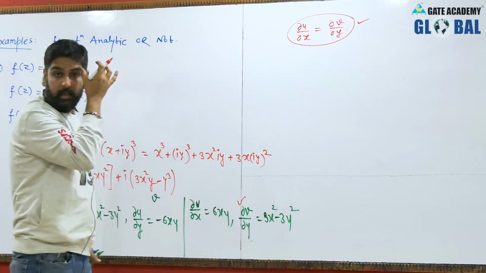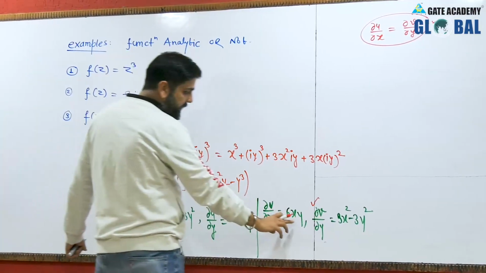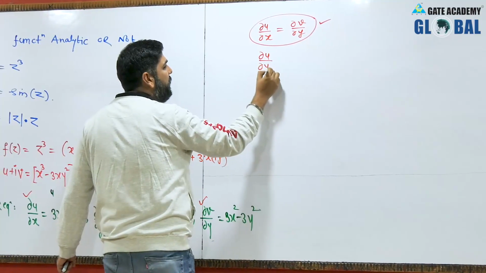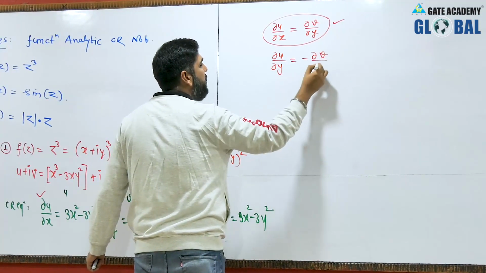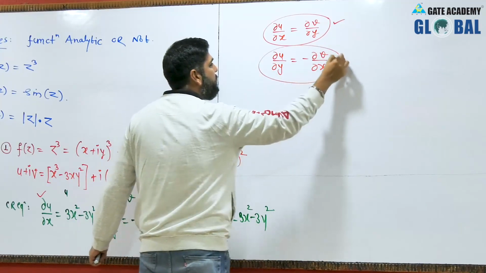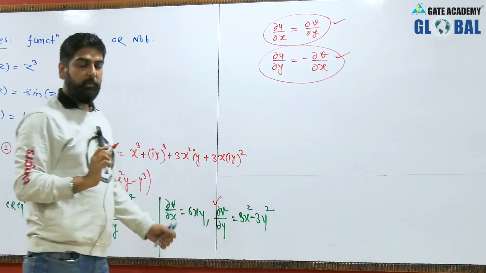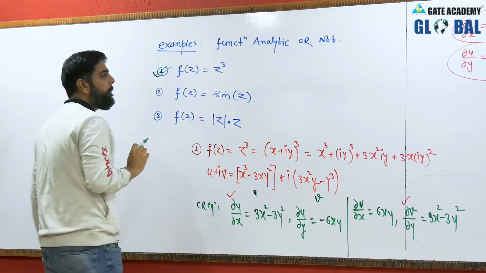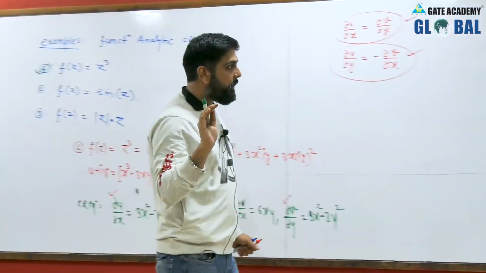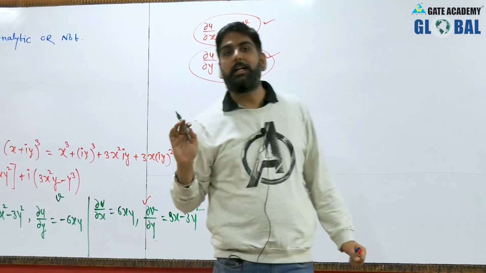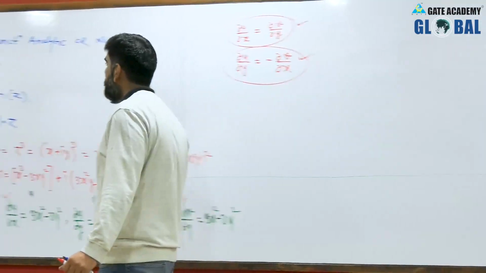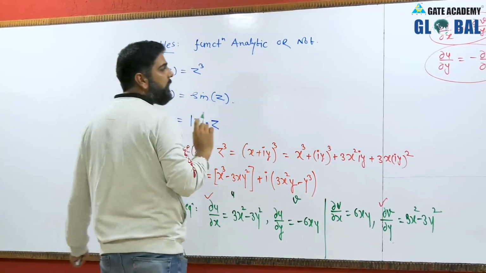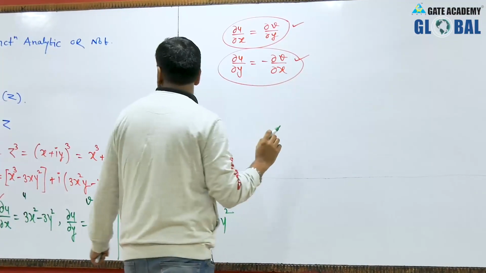Now in the second one you can see this is plus 6xy and this is minus 6xy. So I can write it like this also: del u by del y is nothing but minus del v by del x, my dear students. So this is the second CR equation. So I am having a green signal that this function satisfies the CR equations, that means it is an analytic function. Also, it is a polynomial function, and a polynomial function is by default an entire function, so that is why it is an analytic function.